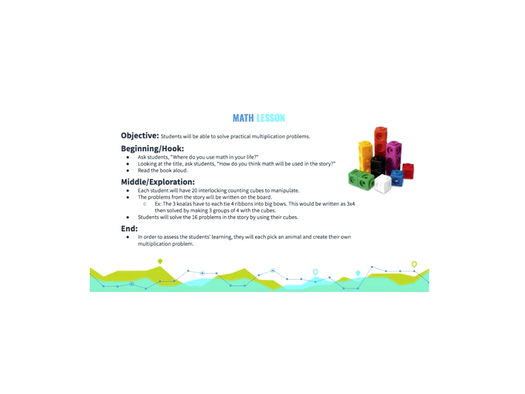We even included an example from the story that says the 3 koalas have to each tie 4 ribbons into big bows. So students will write this problem as 3 times 4, and then solve it by taking 3 pink cubes and putting them into groups of 4, or any other color of their choosing. And then they'll be able to count how many cubes they have in total, which would be 12.